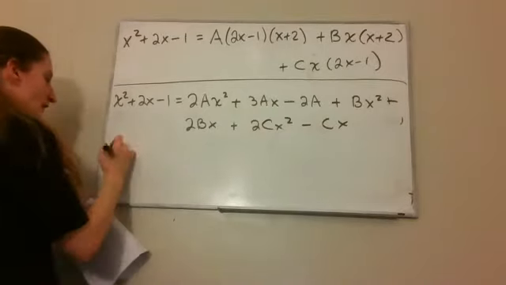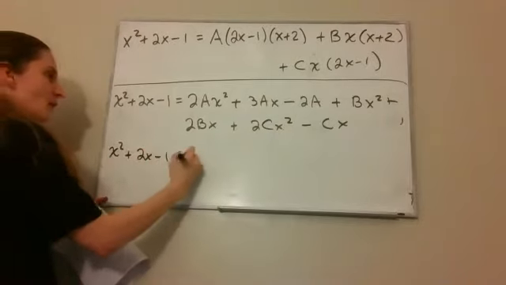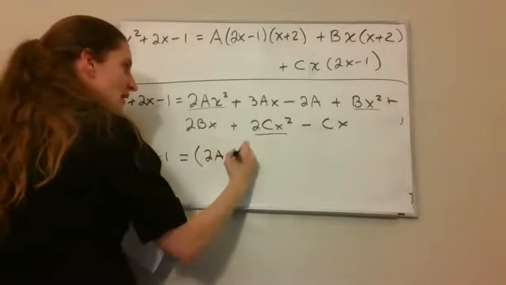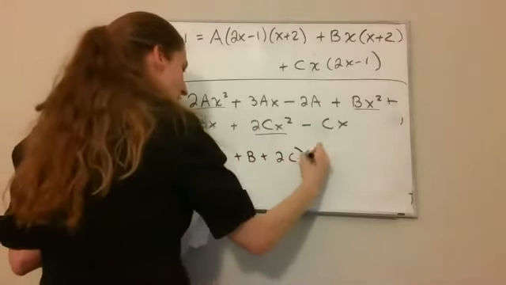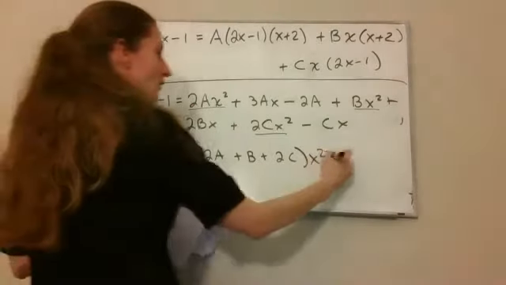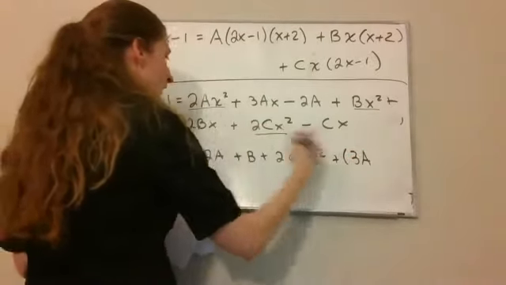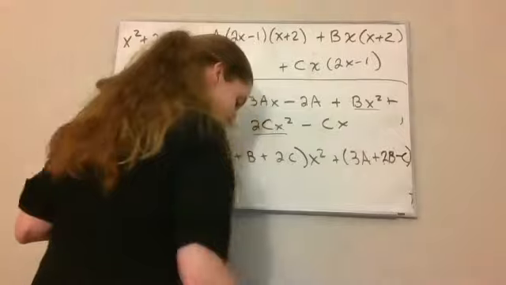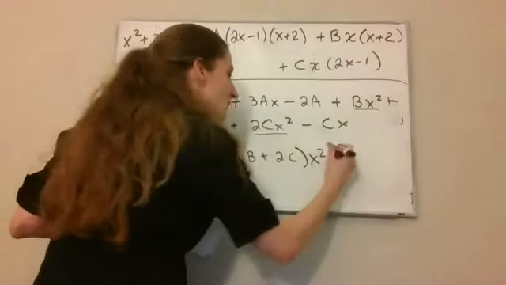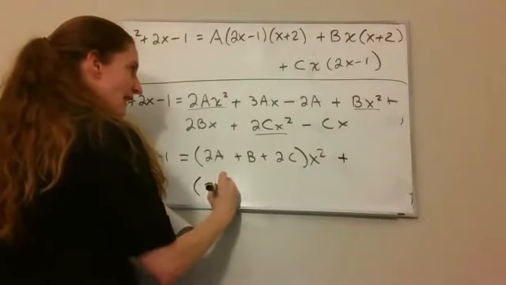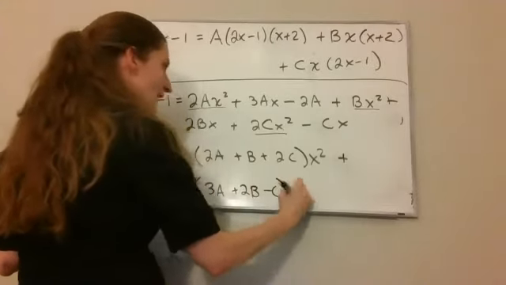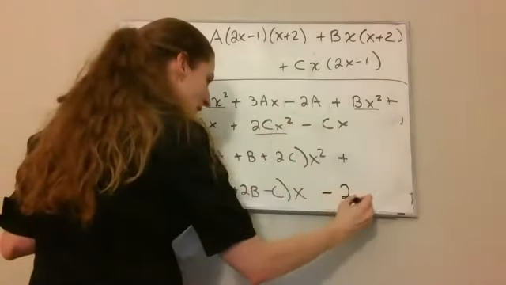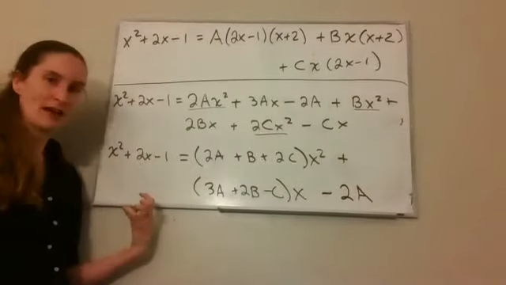And now I'm going to group things together. I have x squared plus 2x minus 1 equals all of my x squared terms. I have 2a plus b plus 2c times x squared. Now I look at all my x terms and I get 3a plus 2b minus c times x. Let me write that on the line below because I don't have room. So that was 3a plus 2b minus c times x. And now just my constants, which all I have is a minus 2a as my constant. So this is what we have down here right now.